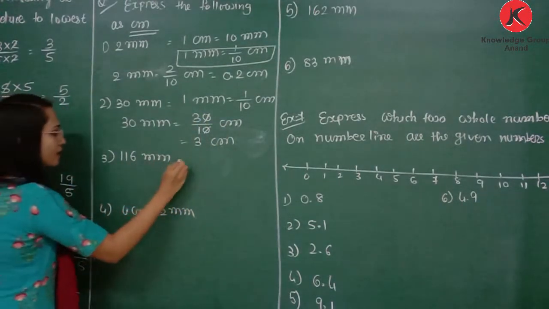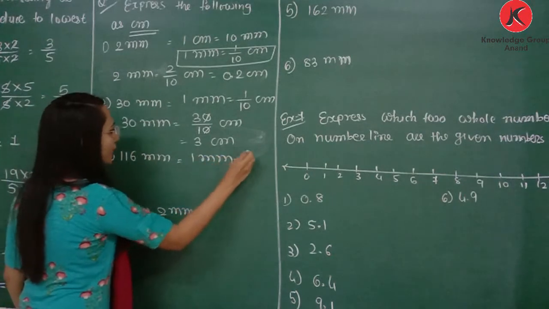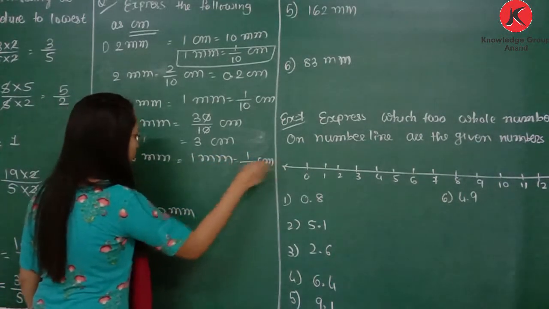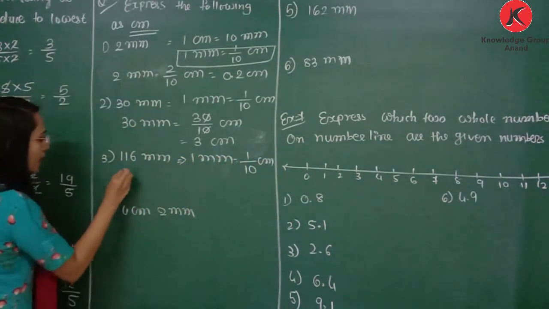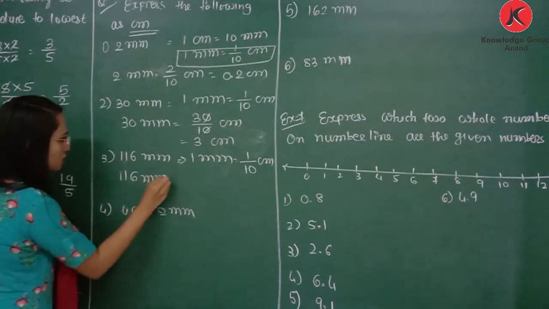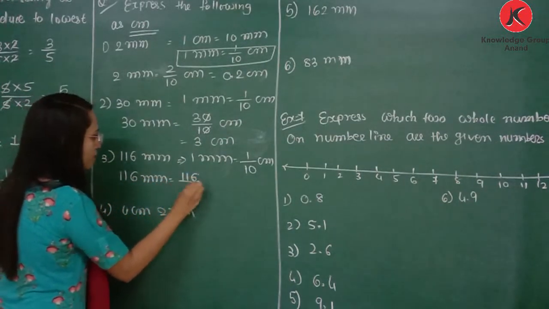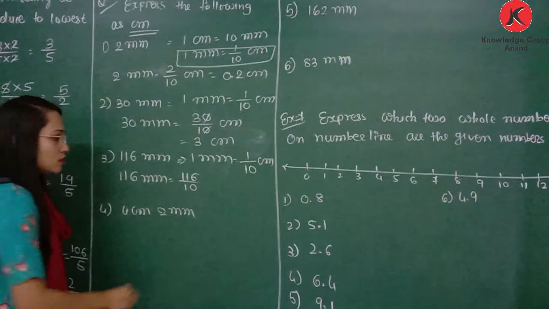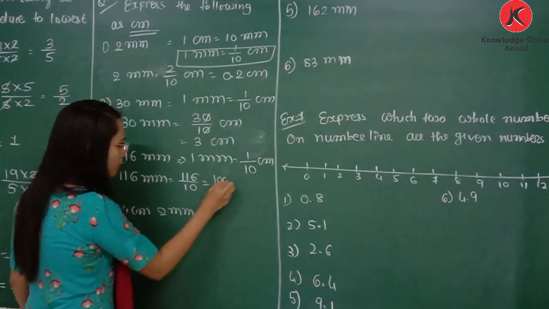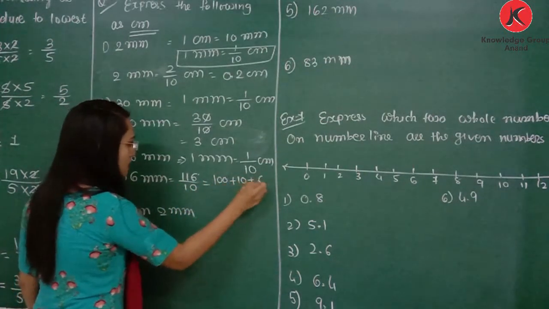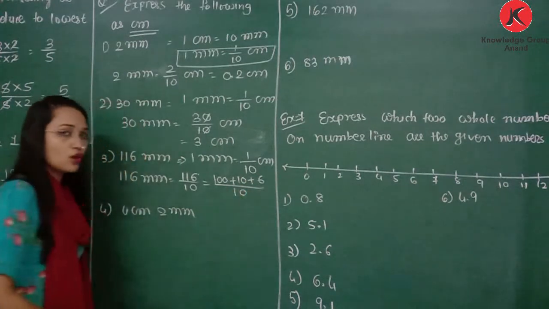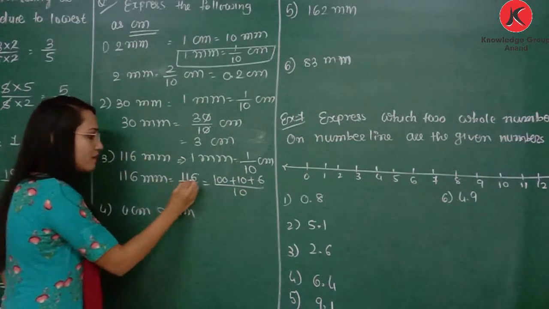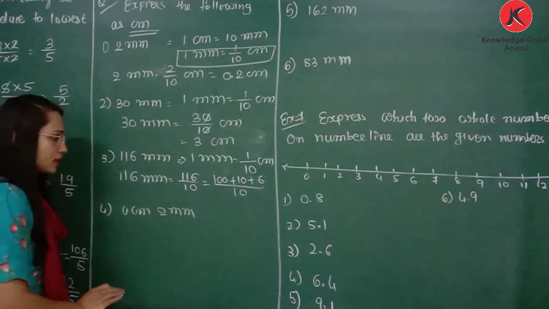Now again here we can write 1 mm is equal to 1 by 10 centimeter. So 116 mm is equal to 116 divided by 10. So here you can write it is 100 plus 10 plus 6 divided by 10. Or you can directly write 11.6, that is also correct.